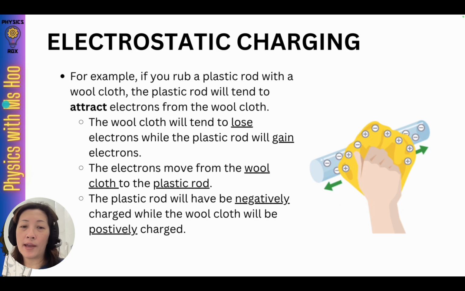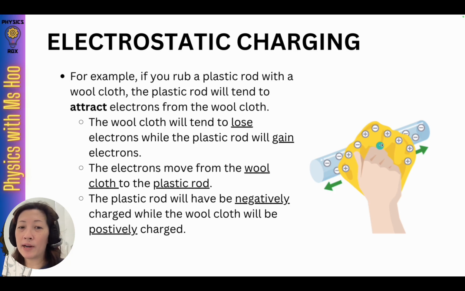So if you took a wool cloth and you rub the plastic rod, the wool cloth will tend to lose electrons and the plastic rod will gain electrons, meaning that the electrons will move from the wool cloth to the plastic rod. Because there's been a net movement of electrons, the plastic rod would end up being negatively charged, while the wool cloth will be positively charged.